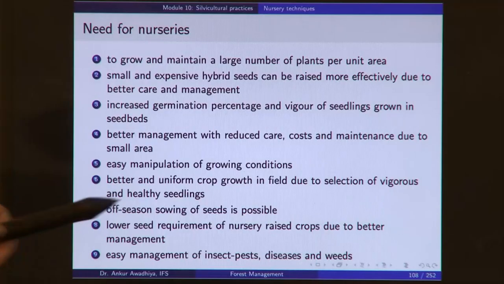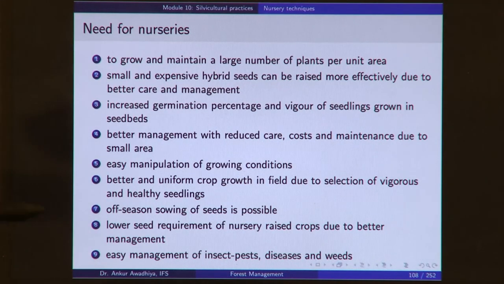So, because you can manipulate the growing conditions, it is immaterial which season you are doing the plantations or which season you are raising the seedlings. So, you can begin in say the spring season, or you can begin even earlier in the winter season, and you can ensure that by the time the rainy seasons come, your plants are already a bit big in size. So, they are like this big, so that when you put them out in the field, they have a competitive advantage. So this off season sowing of seeds is possible in the case of nursery, but it is very difficult out in the field because you have little control over the growing conditions.